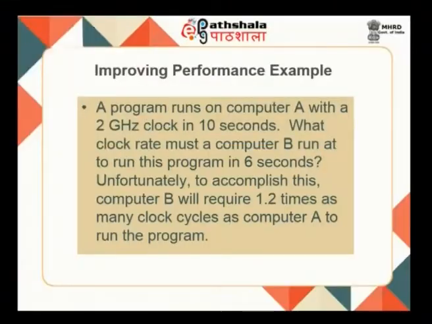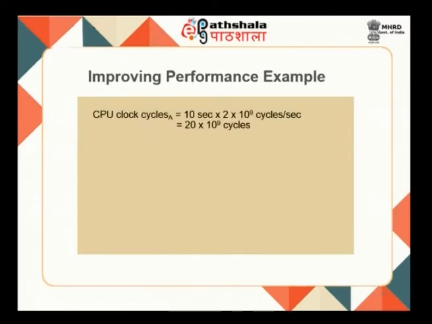If you have to calculate this, the CPU execution time is a product of your clock cycle time and the total number of clock cycles. If you want to achieve this in lesser time, computer B will require 1.2 times as many clock cycles as computer A to run the program.